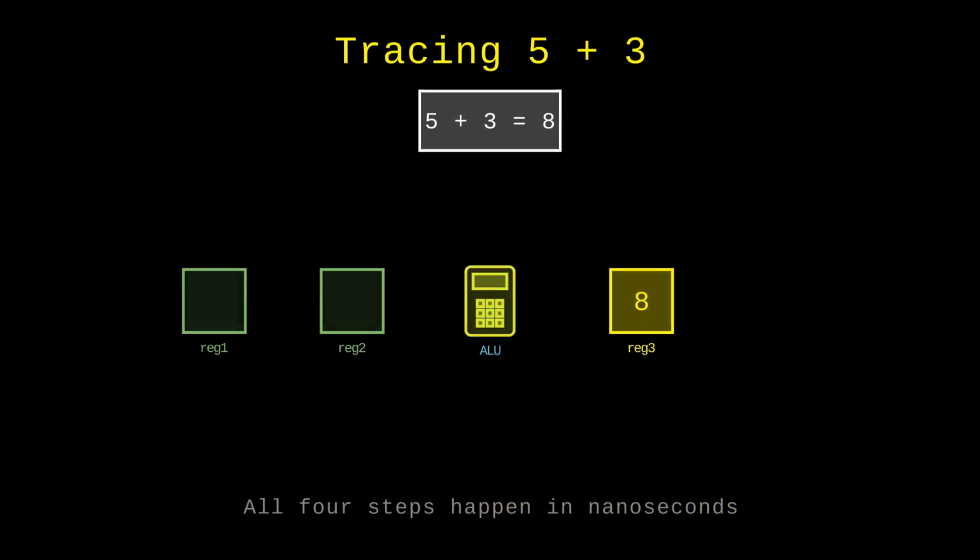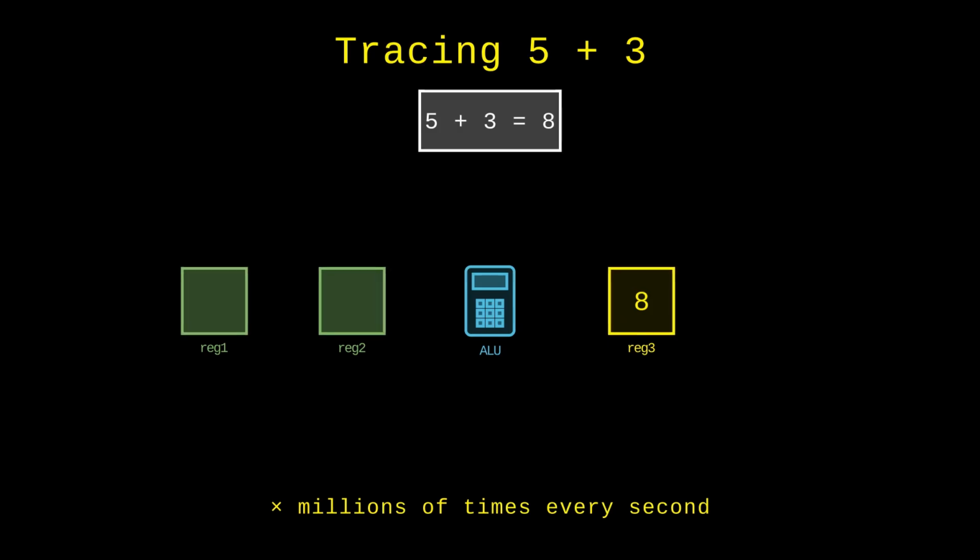The whole thing happens in nanoseconds. A nanosecond is one billionth of a second. For something your brain processes as 5 plus 3, the CPU completed 4 separate operations, each going through its own fetch, decode, execute cycle. When you actually use a computer, it's doing this millions of times a second for every little thing on screen. Let me leave you with something that puts all of this in perspective.